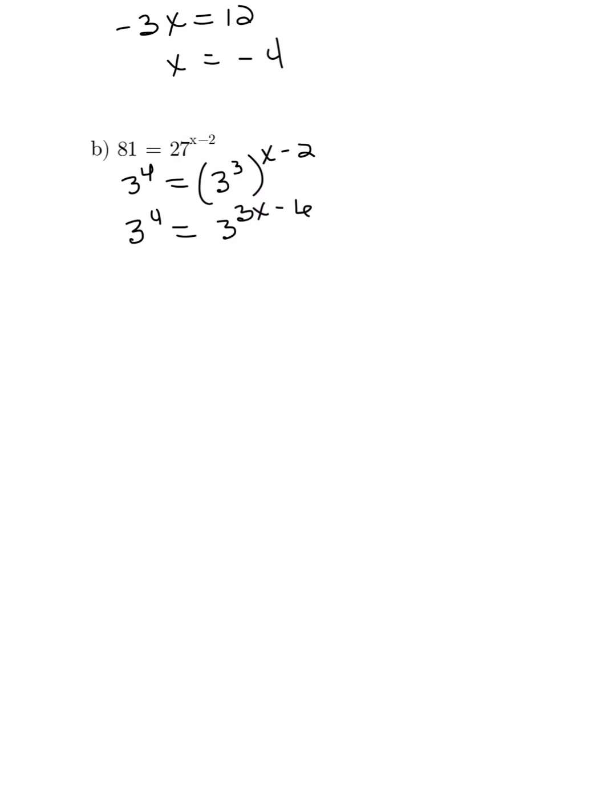Now, in order for 3 to the 4th to be equal to 3 to the 3x minus 6, the powers have to be equal to each other. So we drop the bases and just set the powers equal to each other. And now solve this for x. We're going to add 6 on both sides, and we get 3x equals 10. Divide by 3, we get x equals 10 thirds.